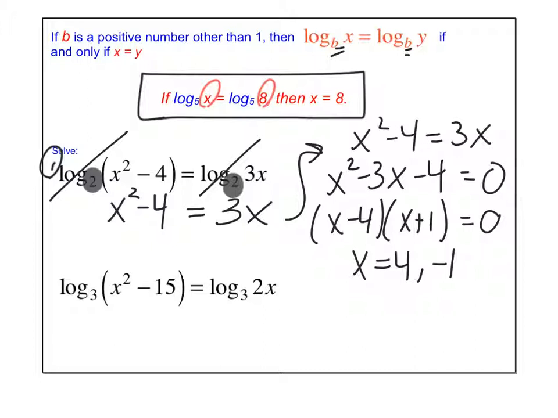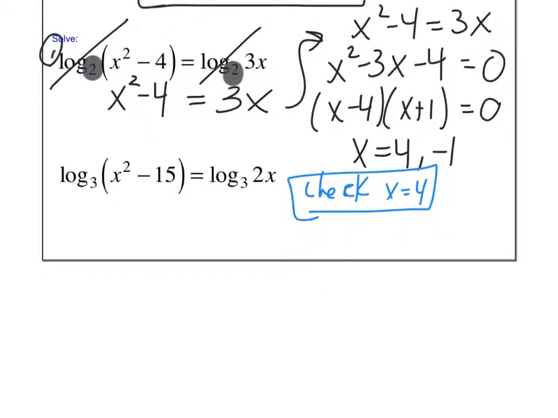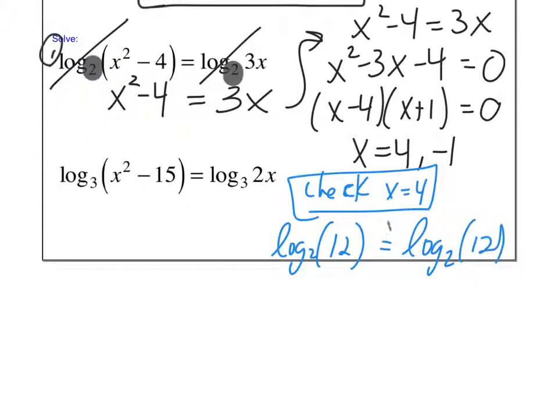Just like the previous chapter, when we solved those radical equations, we have to check for extraneous solutions here. Let me check using x equals 4. I'm going to go back to the original logarithm. The original logarithm is log base 2 of 4 squared, which is 16, minus 4, that is equal to 12. And then we have the log base 2 of 3 times 4, which is 12. So that checks out. x equals 4 checks out.